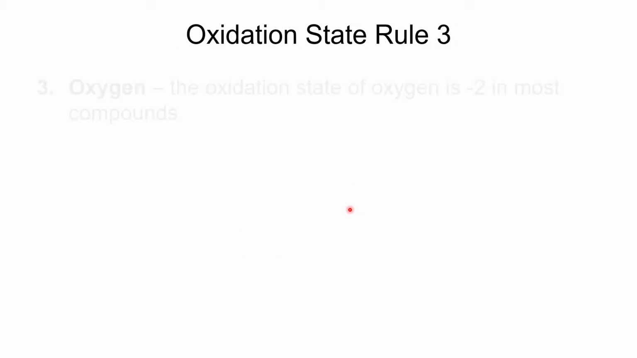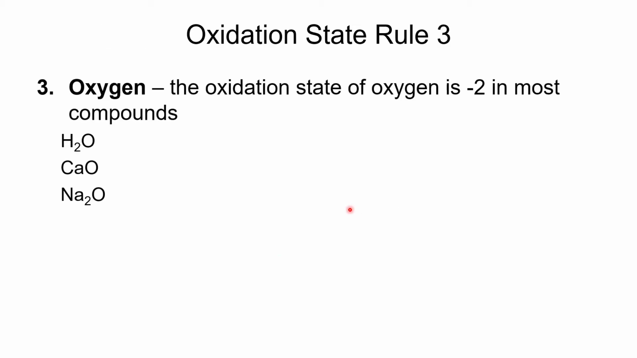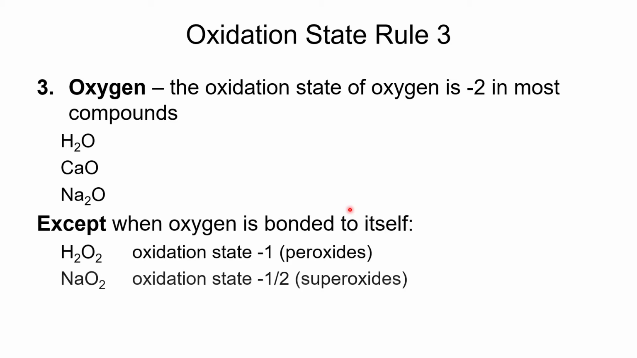All right. Our third rule for oxidation states is for oxygen. The oxidation state of oxygen is usually -2 if it's in a compound, such as water, calcium oxide, sodium oxide, and any number of compounds that we're going to look at. The exceptions are compounds where oxygen is bonded to itself, and that's going to include peroxides and superoxides.